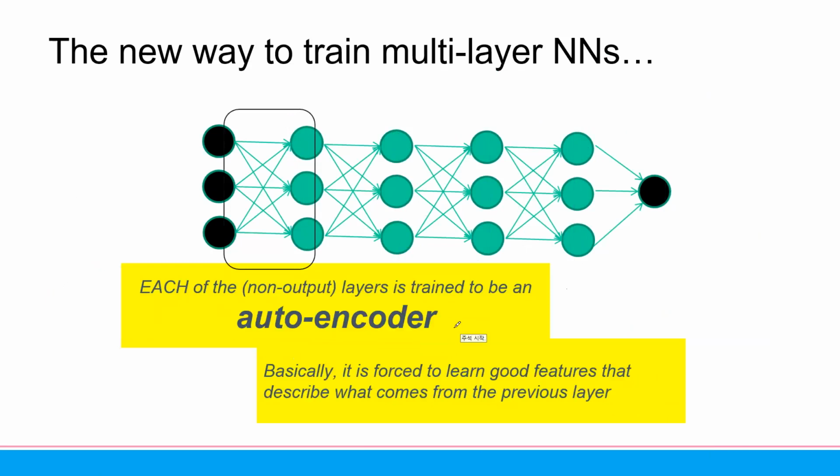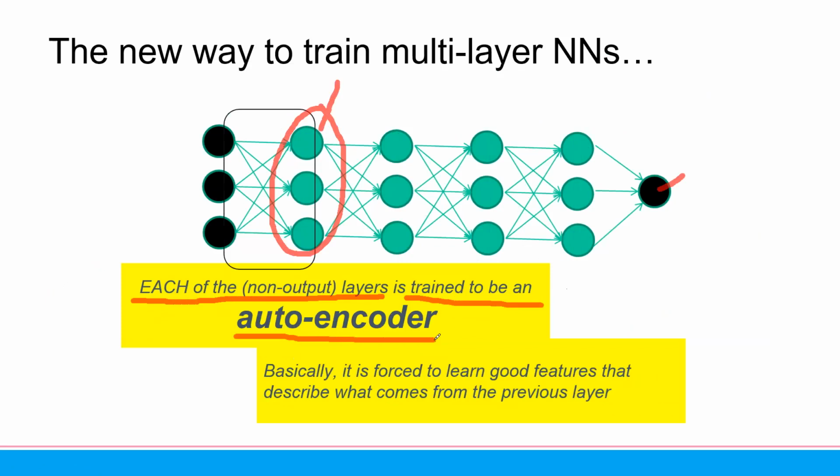And whenever we do the training, each of the non-output layers, so this is the non-output layers, because this is the output layer, is trained to be an autoencoder. So once we finish this one, it will be trained as an autoencoder, and basically it is forced to learn good features that describe what comes from the previous layer. So when we have this node, it will make an autoencoder to make some values which are good for this one, and then we train again to be an autoencoder, and it will produce values for a better representation for the next node. Again, we train as an autoencoder, and it produces a number that is good for the next node, and so on, until we know that this can predict the output.